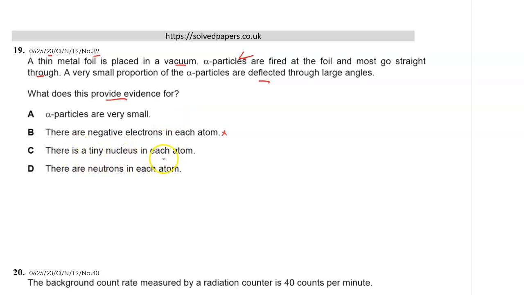There is a tiny nucleus in each atom. Alpha particles are positively charged. If they are deflected, it is due to another positive charge, which means the nucleus should be positively charged. There are neutrons in each atom. This is not correct, so the answer is C.